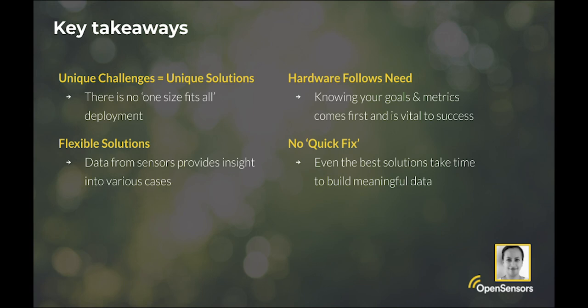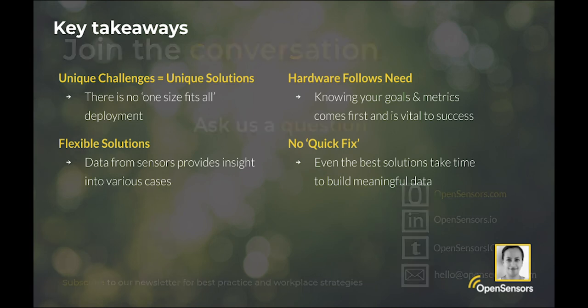And lastly, there is sadly, again, no quick fix when it comes to measuring space occupancy. It's just a case of having to put the sensors in and then giving them time to actually gather the meaningful data and making sure that the deployment is answering the questions that you want them to.